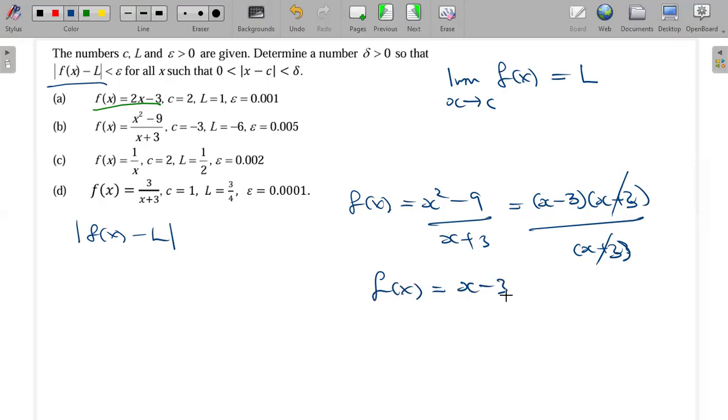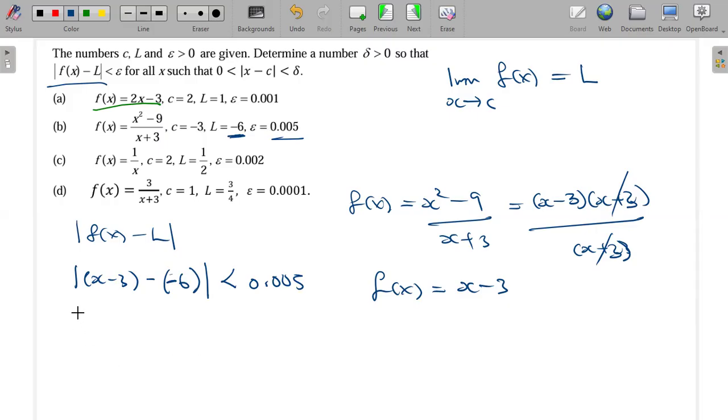So that's what you remain with, f of x, simple like that. Now, when you get it there, you replace here. You're saying this is going to be x minus 3, then minus our L. What is our L? Our L is here, negative 6. So I put negative 6 there, and then modulus, then less than my epsilon, which is just 0.005, a small value there.